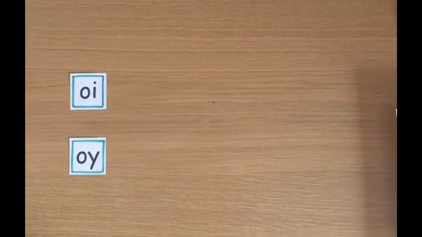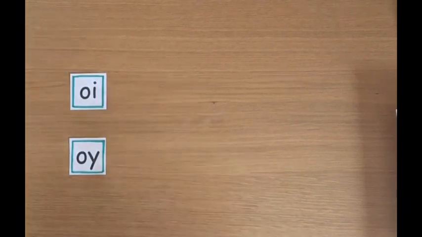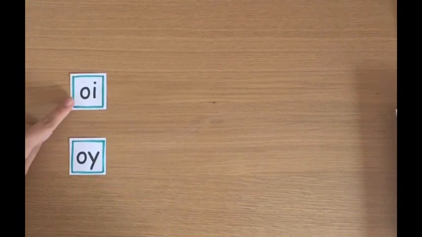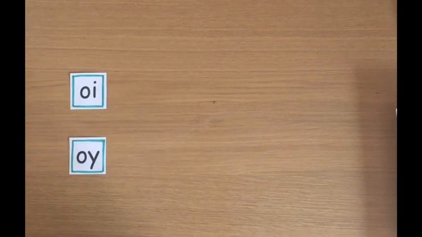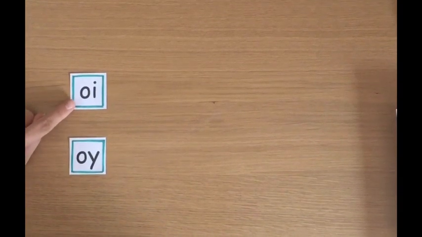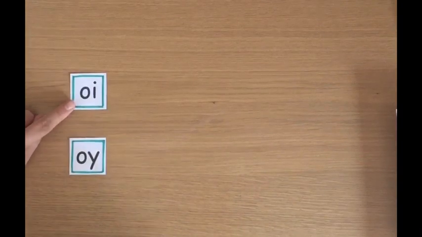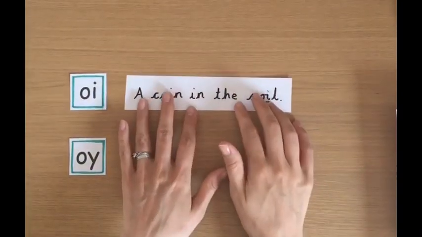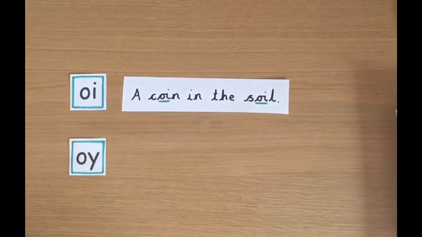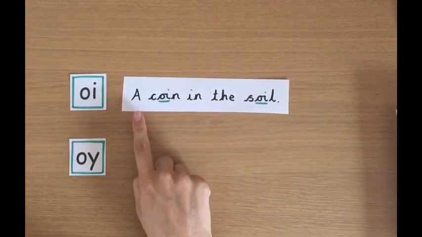So here are our two oi sounds. So we're going to have a little think just now about when we use each of these sounds, because there is a little bit of a rule to it. Now, we know that we've got little phrases that we can say to remember these sounds. This one is a coin in the soil. And if I show you the sentence, there it is. Let's have a go reading it together.